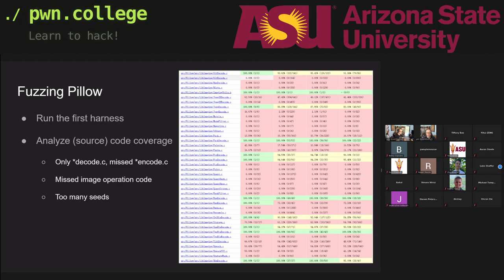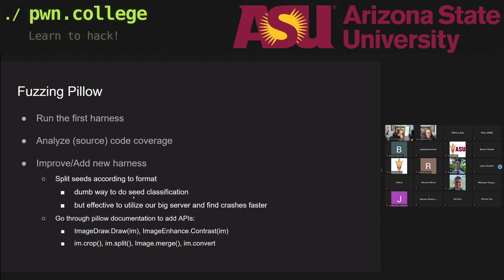And also, this report is generated by a corpus that has been running for like 40 hours. So it's very large, and we guess it somehow slowed the fuzzer. So we met the issue of the fuzzer having too many seeds. Therefore, we made these improvements.